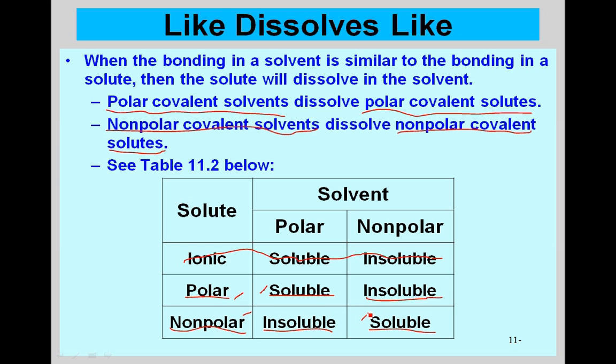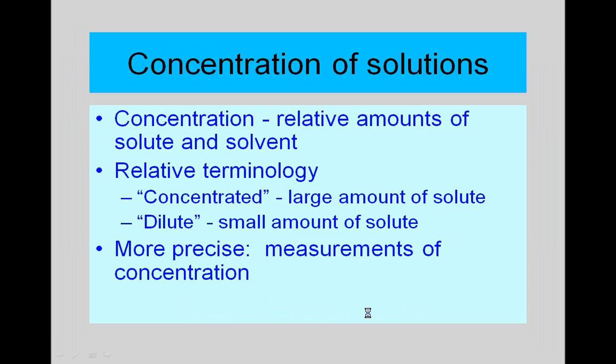Polar dissolves polar, nonpolar dissolves nonpolar. On the test, you'll get it in the form of, "I have a polar solvent. What solute would dissolve?" And it'll say a polar solute, a lipid solute, magnesium, zinc. And you'll say, well, if I go by the term like dissolves like, and she has a polar solvent, then she has a polar solute. Okay? That's how that works.